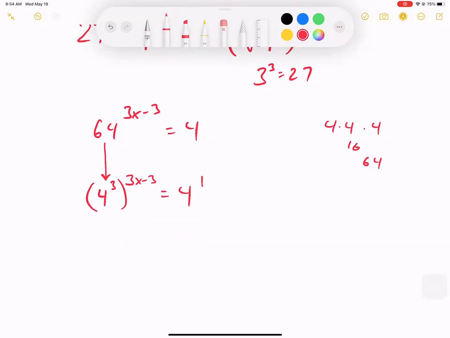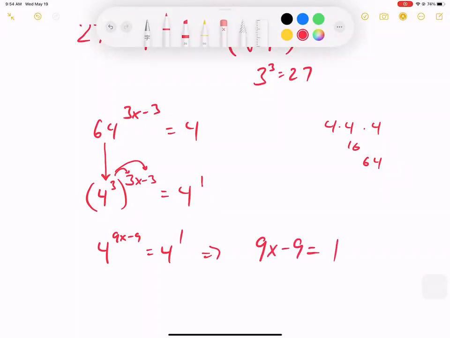If I'm taking the power of a power, an exponent of an exponent, we multiply those. 4 to the 9x minus 9, because we're going to multiply everyone by 3. We're going to distribute that 3. Equals 4 to the 1. Now that we have the same base, we can set the exponents equal. This implies that 9x minus 9 has to equal 1. Has to, must, no choice.